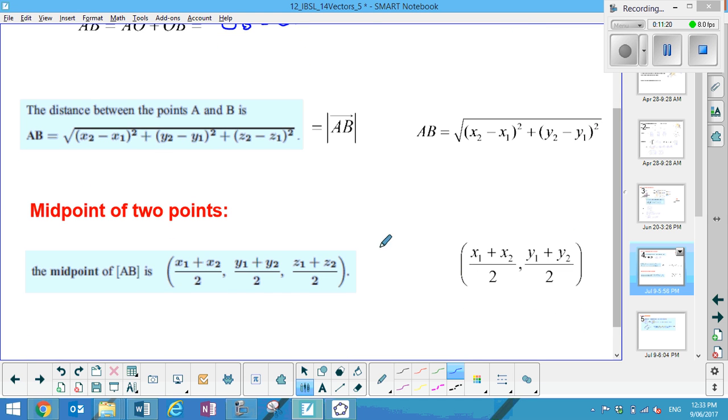If I want the midpoint of 2 points, we just take the average of the x values, average of the y, average of the z, just the same as we did in 2-dimensional.